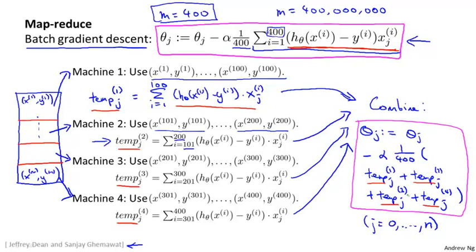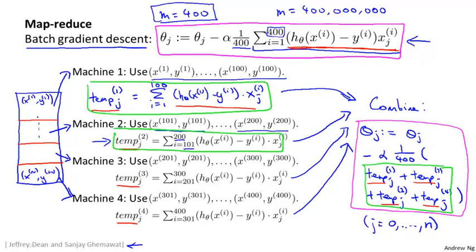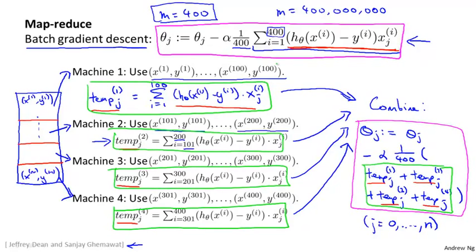And so of course the sum of these four things, that's just the sum of this plus the sum of this plus the sum of this plus the sum of that, and those four things just add up to be equal to this sum that we were originally computing in batch gradient descent. And then we have the alpha times 1 over 400, and thus this is exactly equivalent to the batch gradient descent algorithm. Only instead of needing to sum over all 400 training examples on just one machine, we can instead divide up the workload on 4 machines.